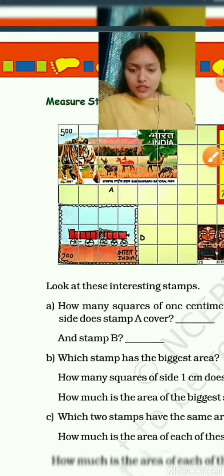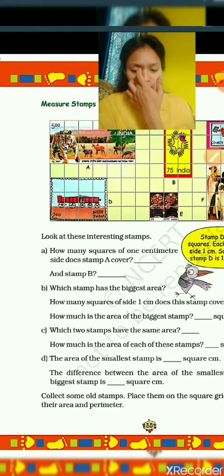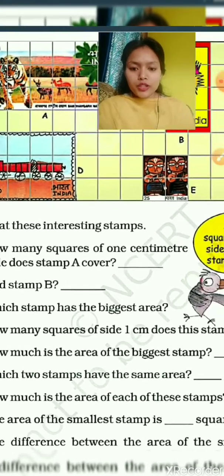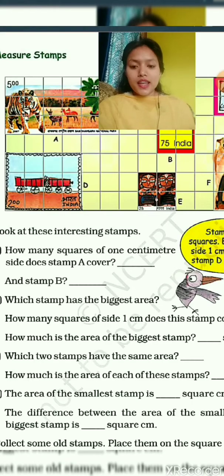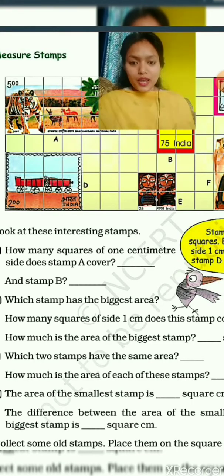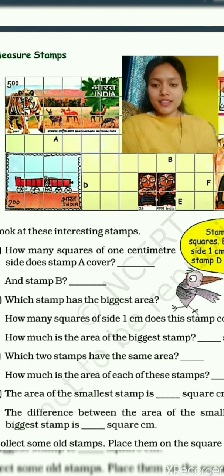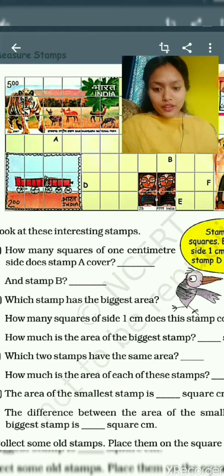Now let's see the first question. The first question is, how many squares of 1 centimeter side does stamp A cover? Means how many squares are covered by stamp A? And as we have counted, 18 squares are covered by stamp A. So you will write here 18. So 18 is our answer.